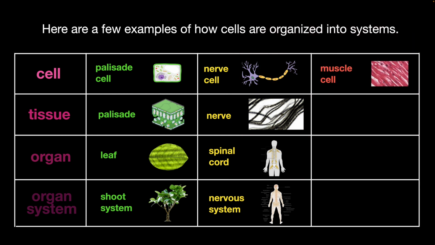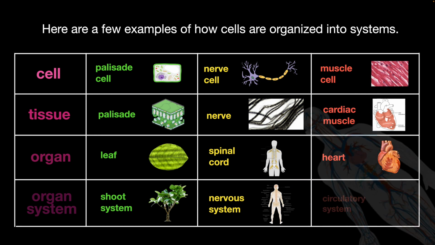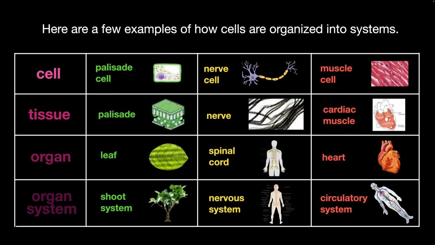Finally, a muscle cell can be organized into a tissue called cardiac muscle, which are some of these muscles that are part of your heart, which is the organ. And then all of these together, including things like the red blood cells from previous, is part of the circulatory system. All of these work together to deliver the oxygen to the cells of our body.